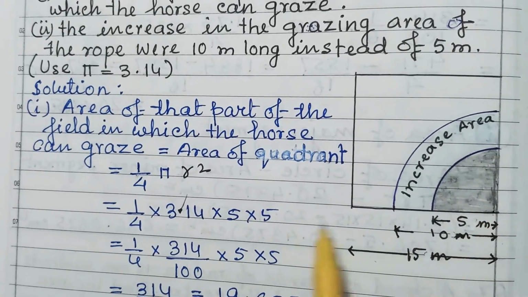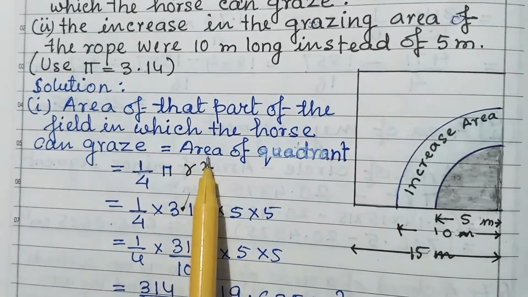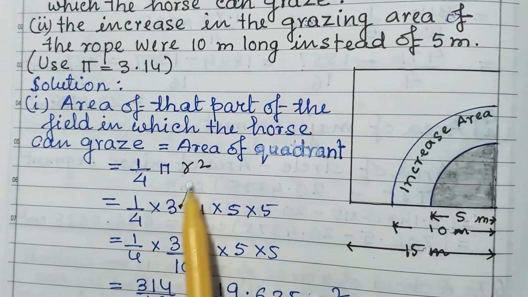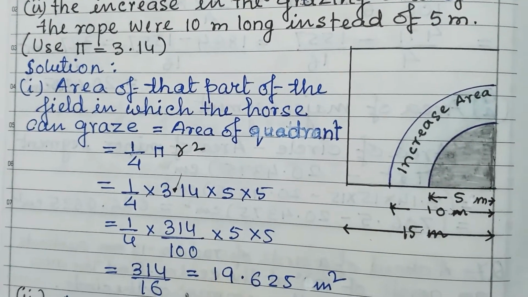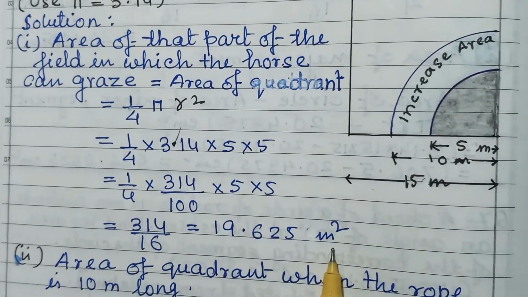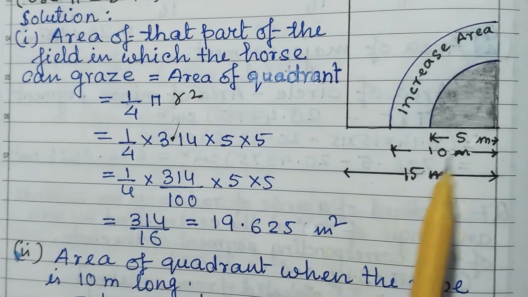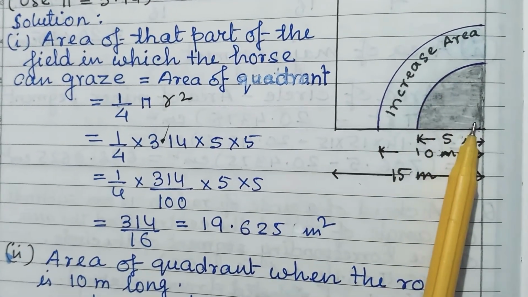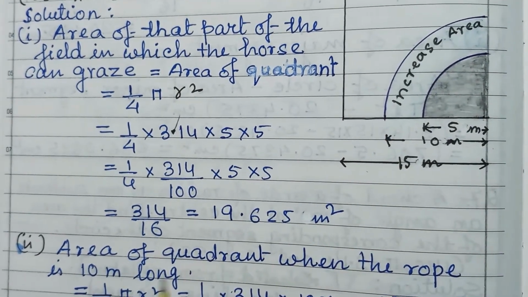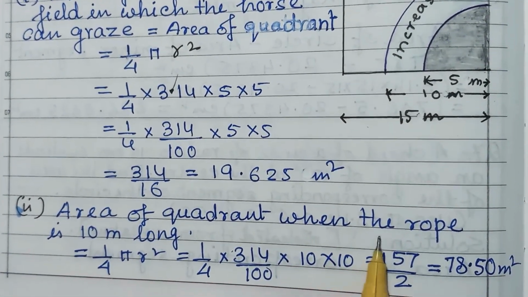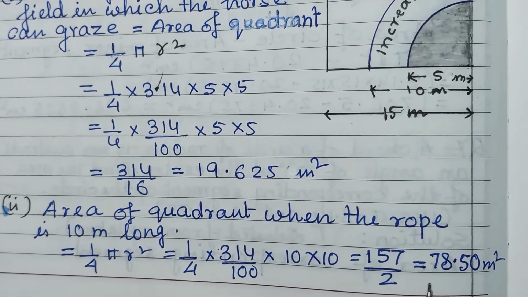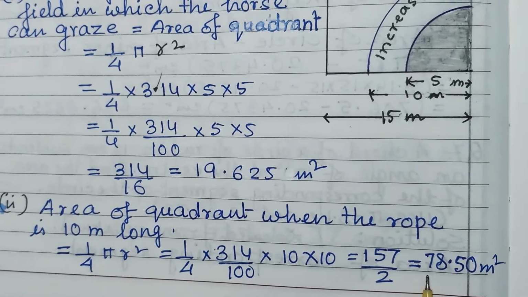Okay, so the area of a quadrant is 1/4 pi r square. So 1/4 pi r square is coming 19.625 meter square. This is the area the horse can graze the first time. Now, if the rope is 10 meter long, the area of the quadrant is 1/4 pi r square, which is coming 78.50 meter square.